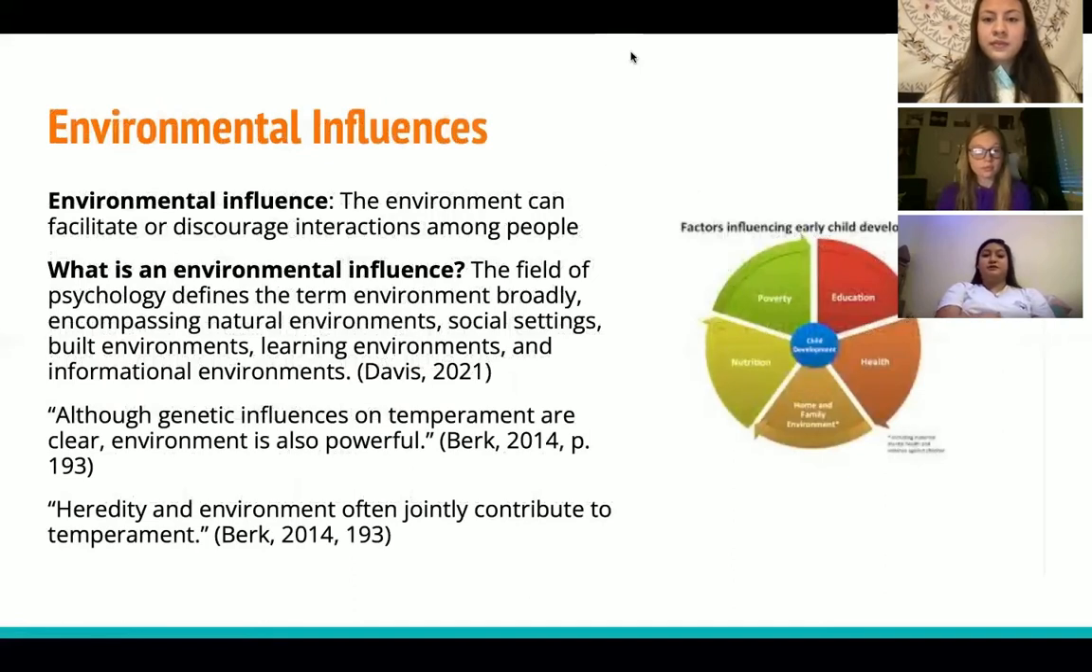So, environmental influences. The environment can facilitate or discourage interactions among people, including children. So what exactly is an environmental influence? The field of psychology defines the term environment broadly. It encompasses natural environments, social settings, built environments, learning environments, and informational environments. This is a quote I got directly from the book: although genetic influences on temperament are clear, environment is also powerful. Heredity and environment often jointly contribute to temperament, as Jacqueline explained.